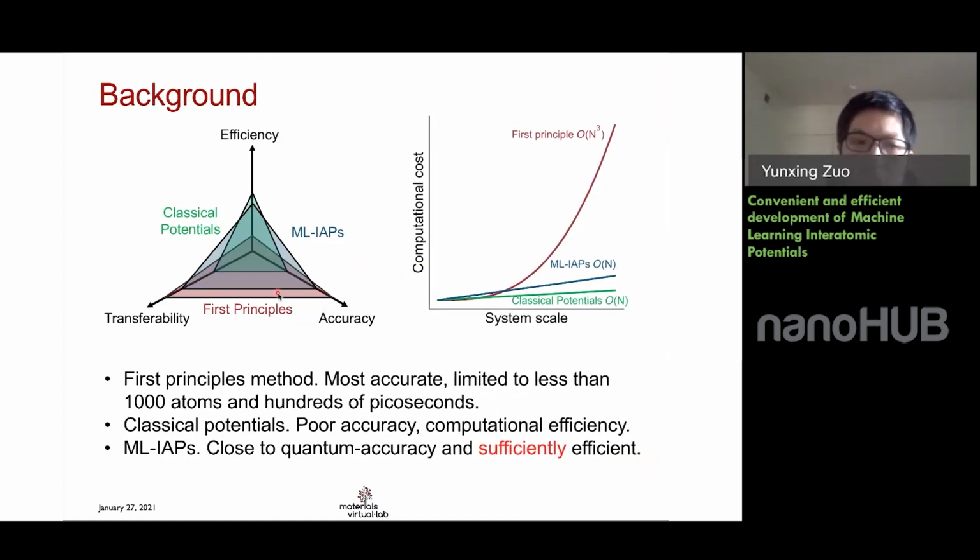In contrast, the classical potentials used in MD simulations, such as the Lennard-Jones or embedded atom methods, can achieve high efficiency since they are linear scaling. However, the accuracies of the classical potentials are relatively poor. The machine learning interatomic potentials provide a balance between the first principle method and the classical potentials. It provides sufficiently high efficiency by maintaining the linear scaling, but also achieves close to the quantum accuracy by leveraging the DFT calculated data as the training data.